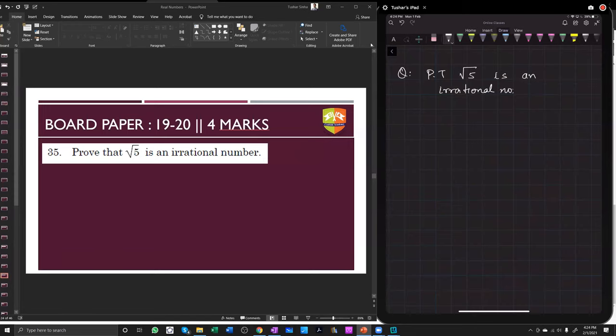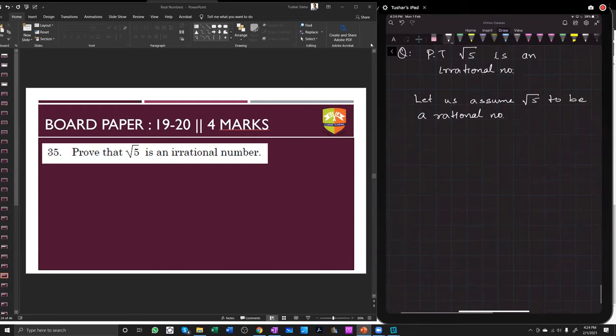Irrational number means its decimal representation will be non-terminating, non-repeating. But how do we prove that? So we do it again by the contradiction method. Let us assume root 5 to be a rational number. We can start with this assumption. So P by Q is equal to root 5, where P and Q are co-primes. Co-primes means there is no common factor between P and Q. P and Q co-prime integers.